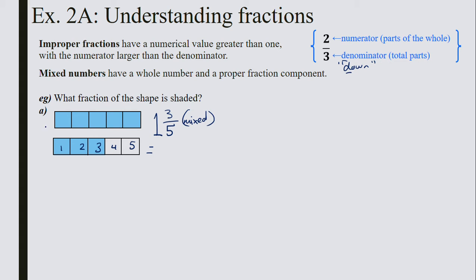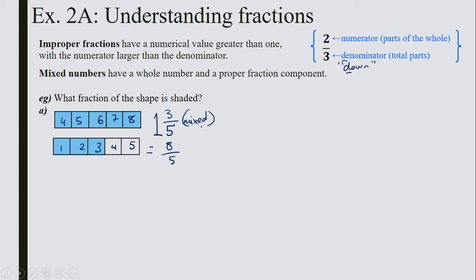We can also write that as, how many pieces total do we have? 1, 2, 3, 4, 5, 6, 7, 8 pieces total shaded. And each of these was broken into 5 parts. So 8/5. These are the same thing, which is why we put the little equal sign underneath it. 8/5 is the same as 1 3/5.